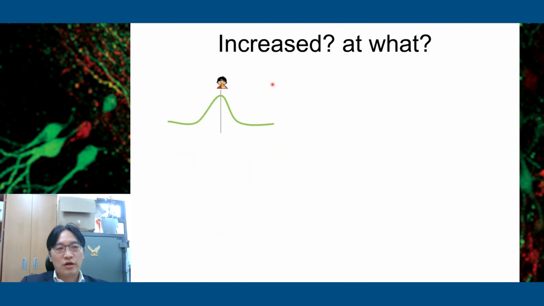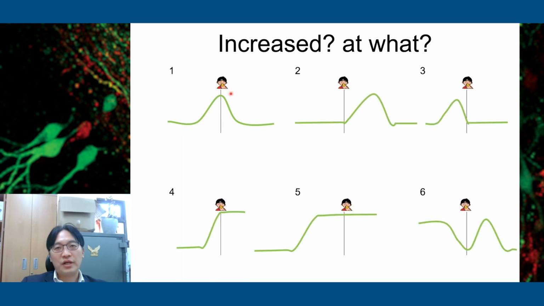So when you record something, eating and neural activity looks like this, and you say, oh, this neuron is activated, increased by eating. But there are multiple ways that can happen. These neurons are activated after you start to eat. These neurons are activated before eating, but inhibited a few milliseconds before eating. And you can have sustained activation or something like this. So a researcher can say that all six are the same thing.